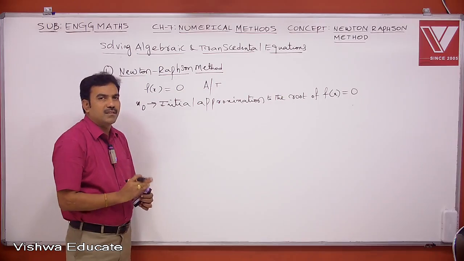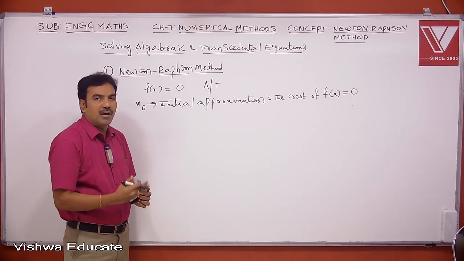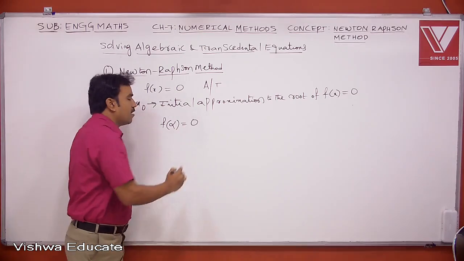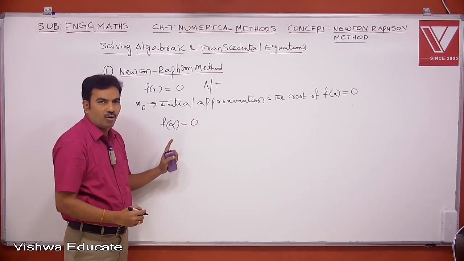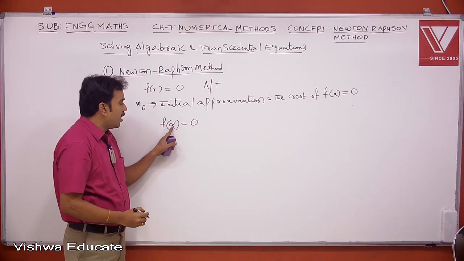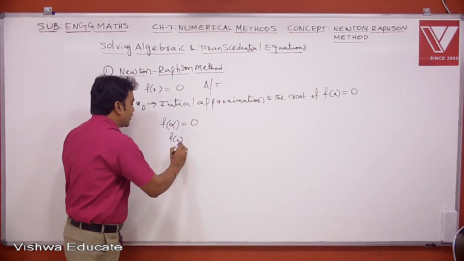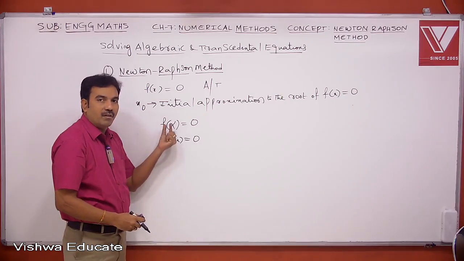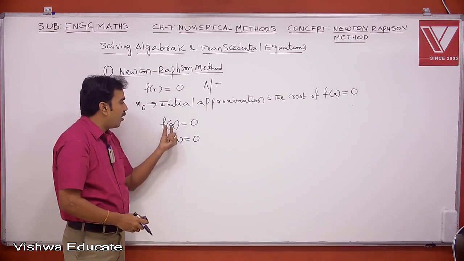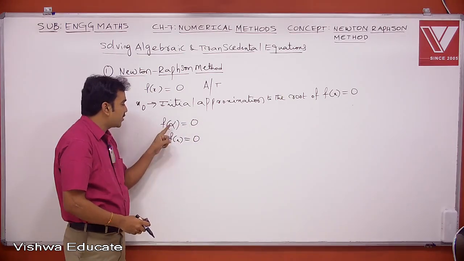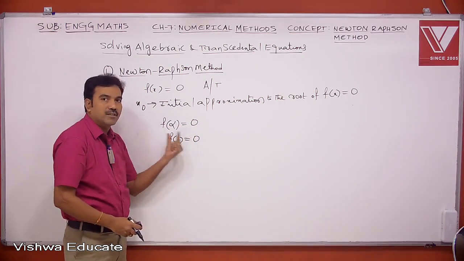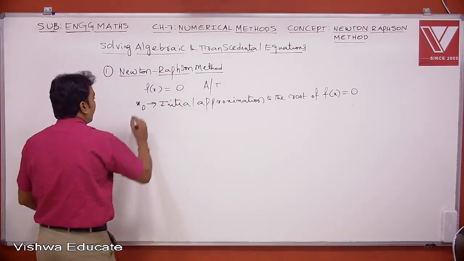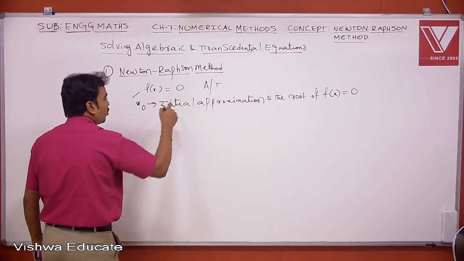When do you say that a number is a root? Suppose I have f of alpha equal to 0 for some number alpha, which can be real or complex. Then alpha is a root of the equation f of x equal to 0. Is this point clear? So whenever f of alpha equals 0, then this number is called a root of f of x equal to 0. Now here my assumption is x0 is an initial approximation to the root of f of x equal to 0.